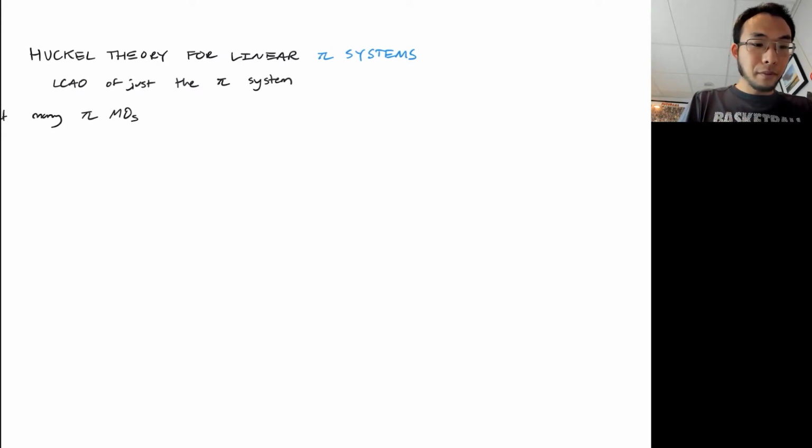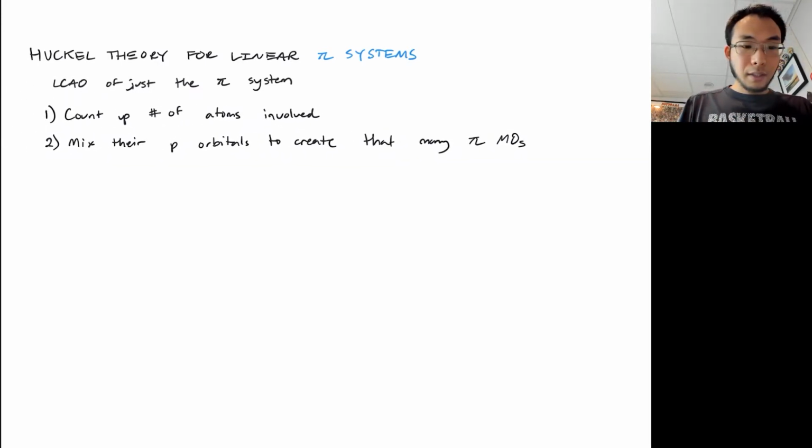And so the steps are fairly simple as well. We want to count up how many atoms are involved in the pi system, and then we will just mix all of their p orbitals that are involved in the pi system together to create exactly that many pi molecular orbitals. Because if you're doing molecular orbital theory and you mix n number of atomic orbitals, you should get n number of molecular orbitals out.